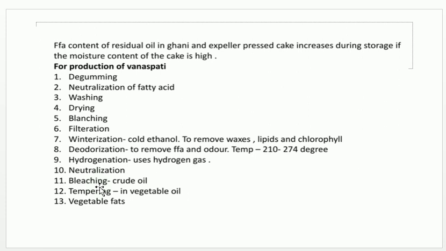In case of free fatty acid, it generally depends on moisture, temperature, and pressure. If moisture, temperature, and pressure are more than required, then free fatty acid is available in oil.